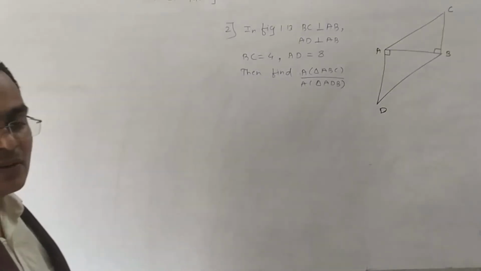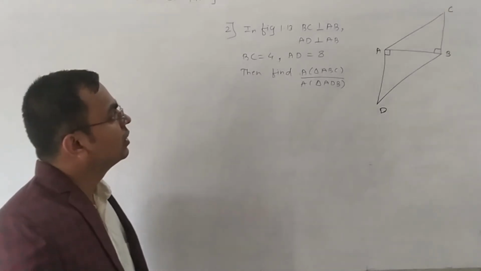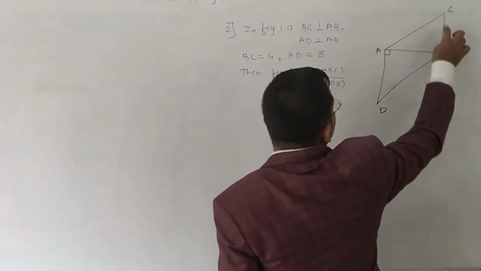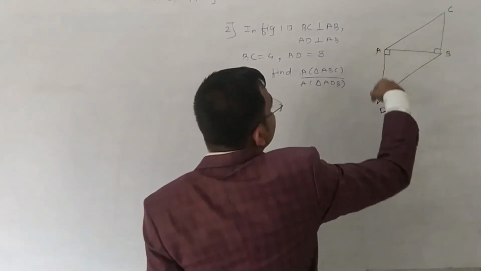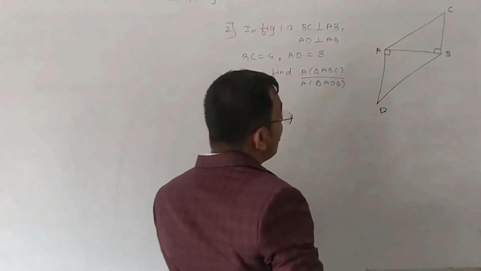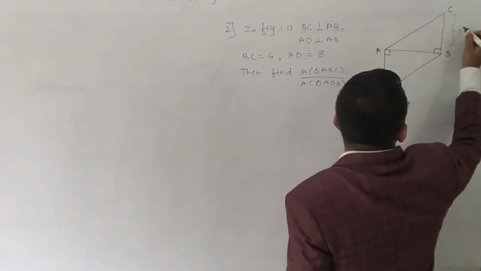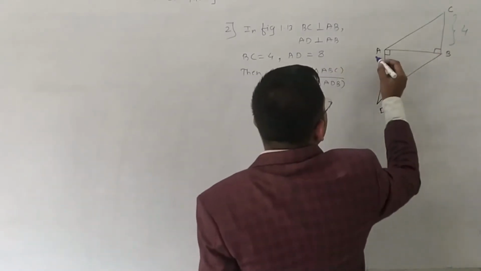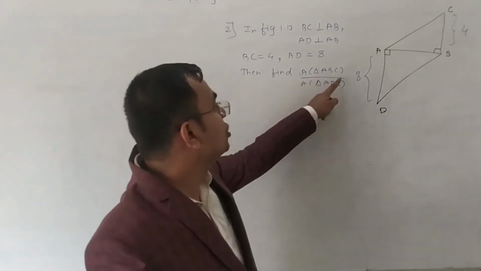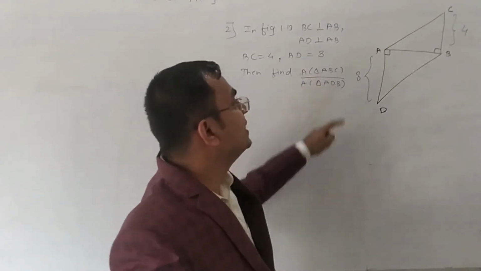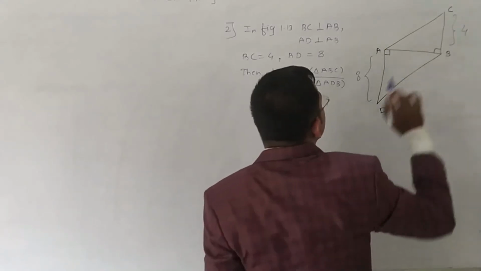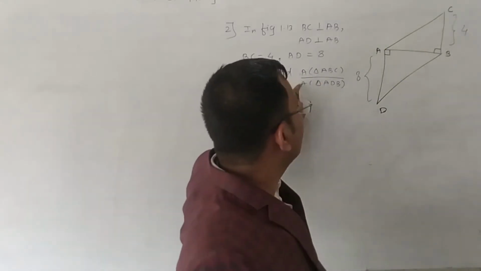Now practice set 1.1, second question. Here BC is perpendicular to AB and AD is perpendicular to AB. BC is 4 units and AD is 8 units. What we have to find out? Ratio of area of triangle ABC and ADC. So triangle ABC is this and ADB is this. Sorry, ratio of area of triangle ABC and ADB.